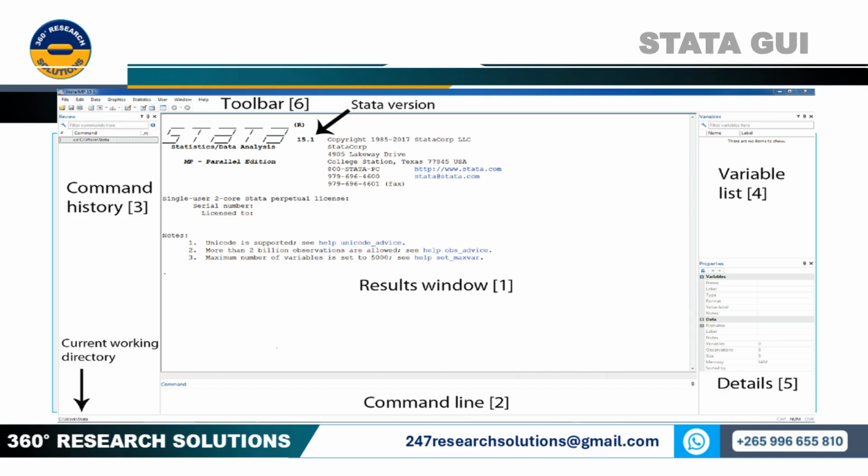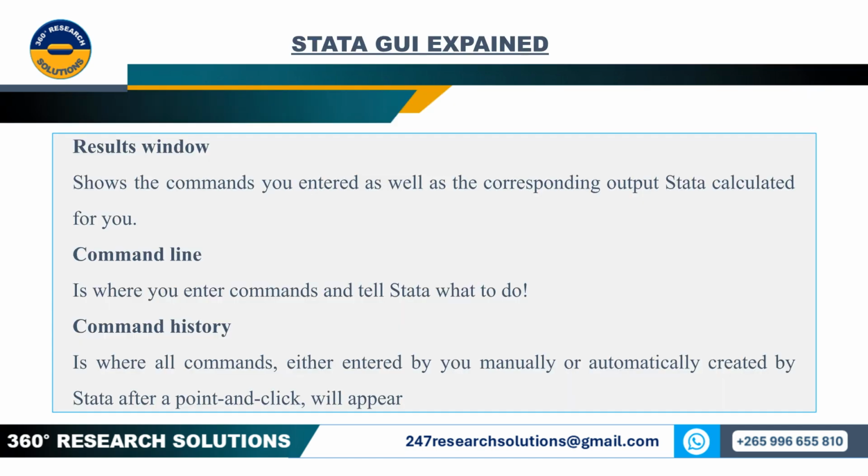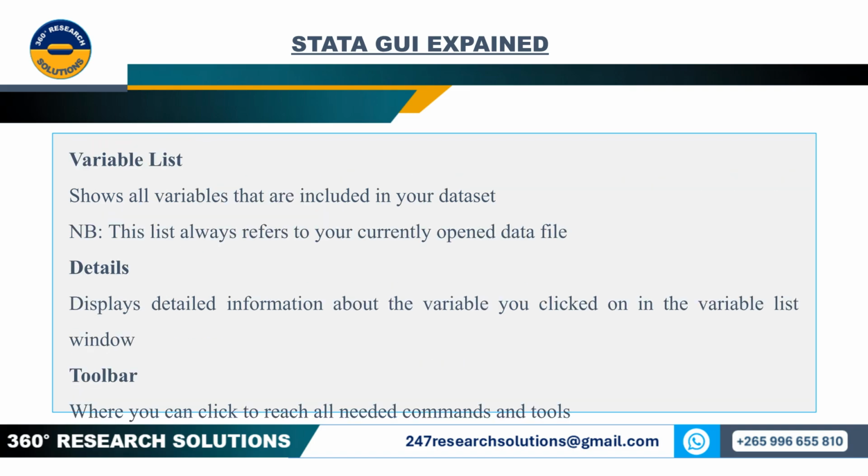The STATA graphical user interface, or GUI, includes the results window, command line, command history, current working directory, variable list, details, and toolbar. The results window shows entered commands and calculated output. The command line is for entering commands, and the command history tracks all commands entered manually or automatically. The variable list shows all variables in the currently open dataset. Details displays information about a selected variable, and the toolbar provides access to needed commands and tools.